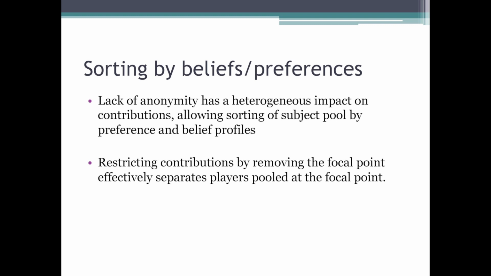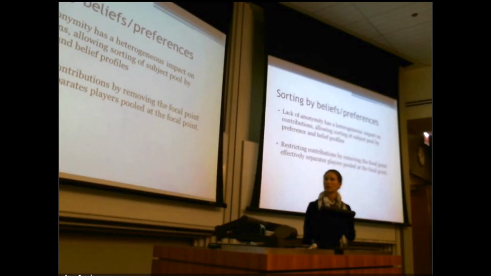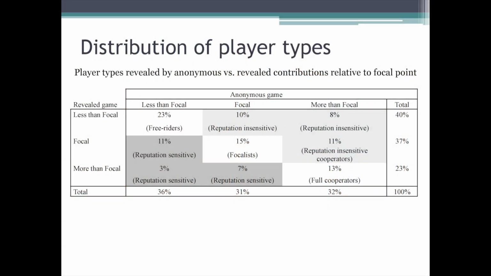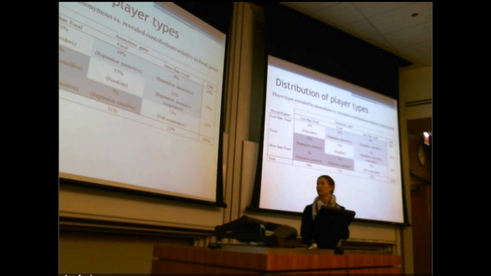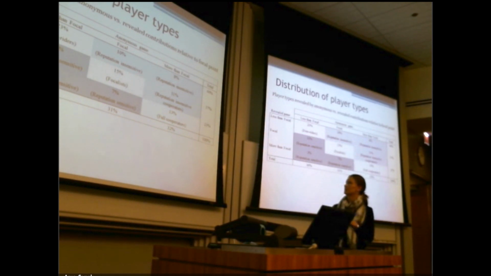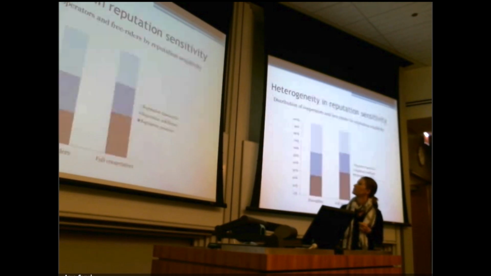So lack of anonymity, as I pointed out, has a heterogeneous effect on contributions, and we can sort the subject pool. This is my classification of the people who give different amounts. There are focalists, and 15% of all the players give 5 in every treatment. They just think that's fair, and that's it. Then there are some people who give more in the revealed treatment than in the anonymous treatment, and they're called reputation sensitive. And there are some people who are not sensitive to reputation, but have optimistic beliefs about other people's contributions, who tend to give less in the revealed game.